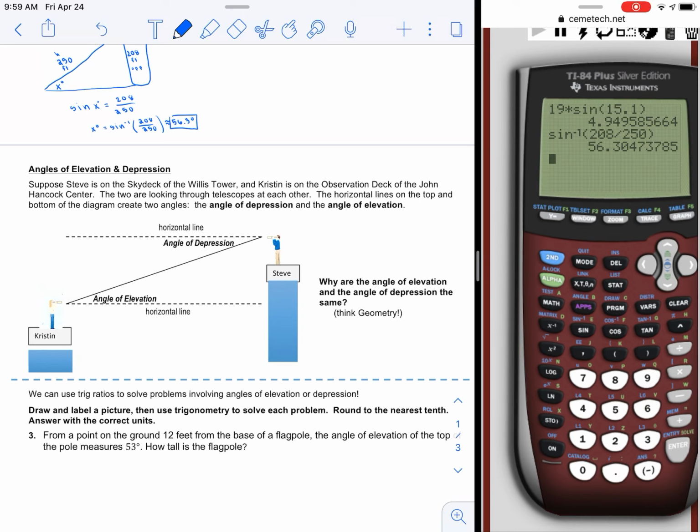He is on the sky deck of the Willis Tower, and Kristen is on the observation deck of the John Hancock Center. The two are looking through telescopes at each other. Aw, so romantic. The horizontal lines at the top and bottom of the diagram create two different types of angles that you guys need to know.